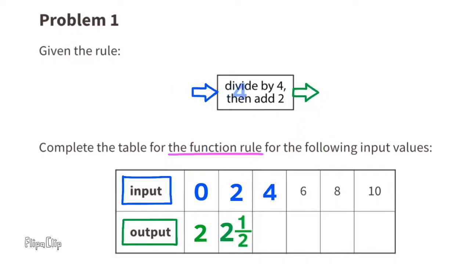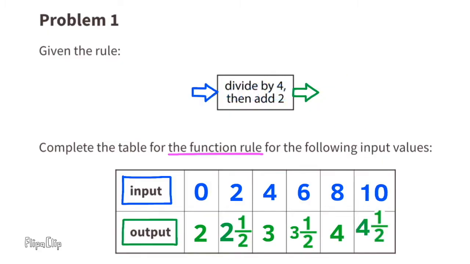4 divided by 4 is 1. 1 plus 2 is 3. 6 divided by 4 is 6/4 or 1.5. 1.5 plus 2 is 3.5. 8 divided by 4 is 2. 2 plus 2 is 4. 10 divided by 4 is 10/4 or 2.5. 2.5 plus 2 is 4.5.